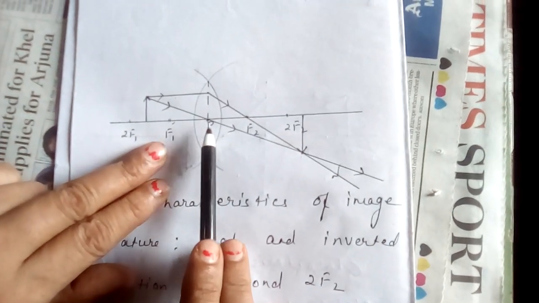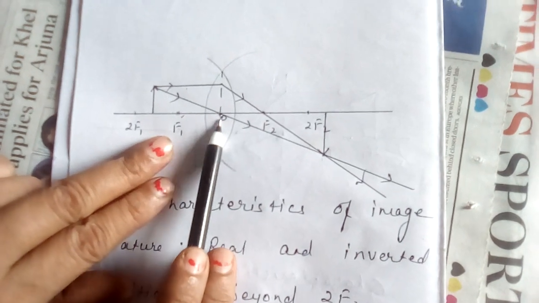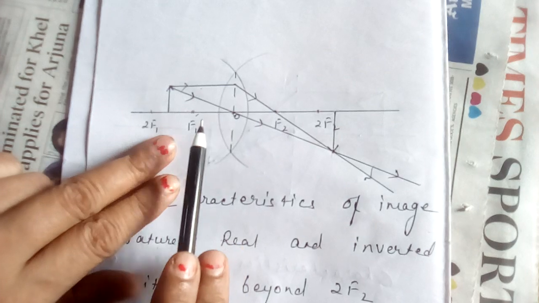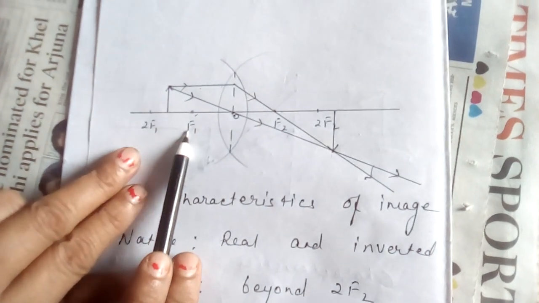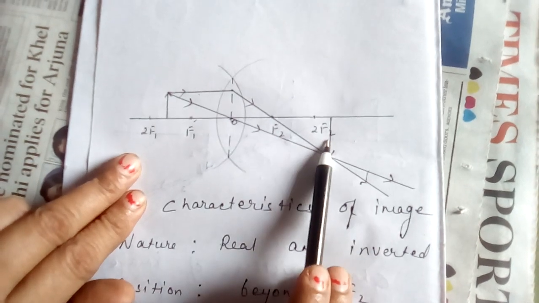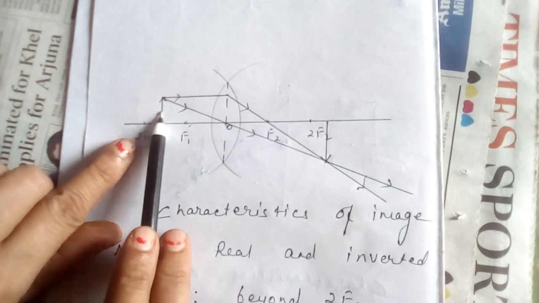Whatever distance you are taking from the optical center to f2, the same distance you will take from the optical center to f1. And whatever distance is optical center to f1, the same distance will be f1 to 2f1. And here also f2 to 2f2 respectively. The object we have kept between 2f1 and f1.